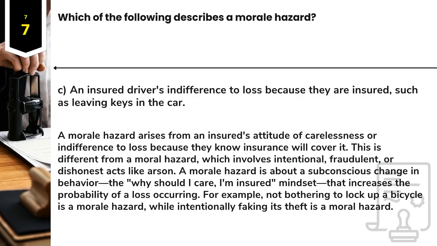For example, not bothering to lock up a bicycle is a morale hazard, while intentionally faking its theft is a moral hazard.